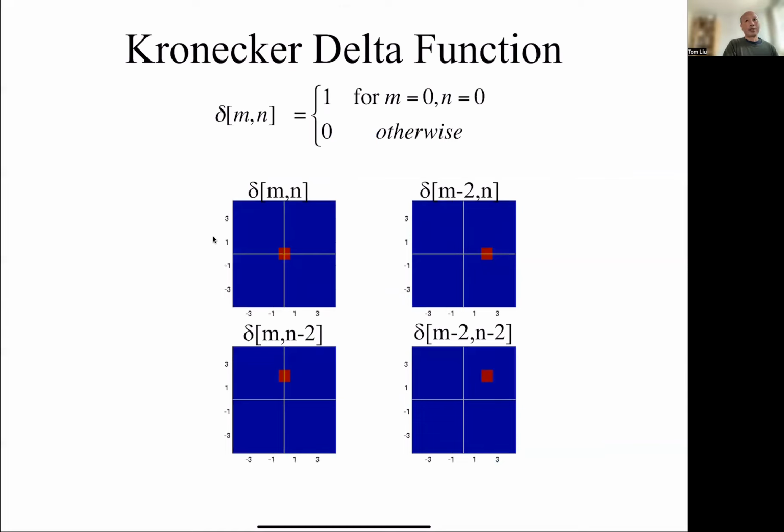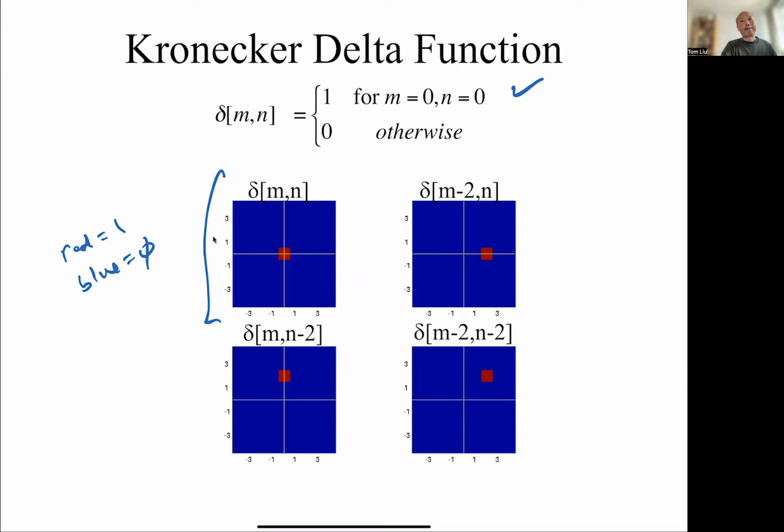So the same thing in 2D, we can consider delta of m, n, which is 1 when we're at the origin, m equals 0 and n equals 0, and 0 otherwise. So this is a picture of delta of m, n, and it's pretty simple. We're looking at an image now, and let's say red equals 1 and blue equals 0.